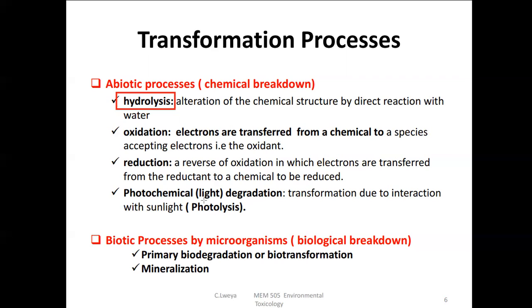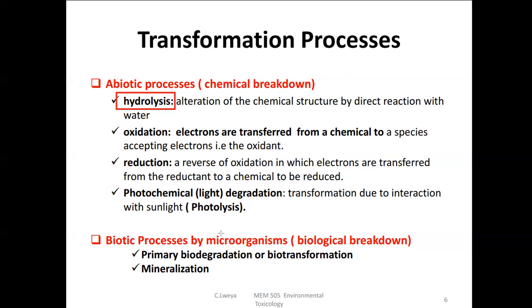So these are some of the abiotic, or you can also call them chemical processes, that alter or change the chemical structure of compounds.